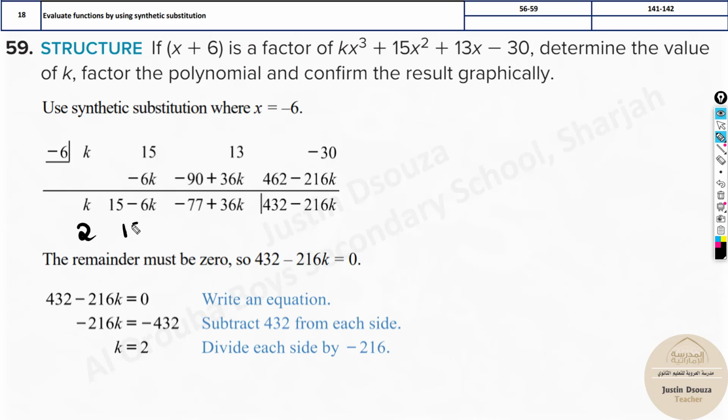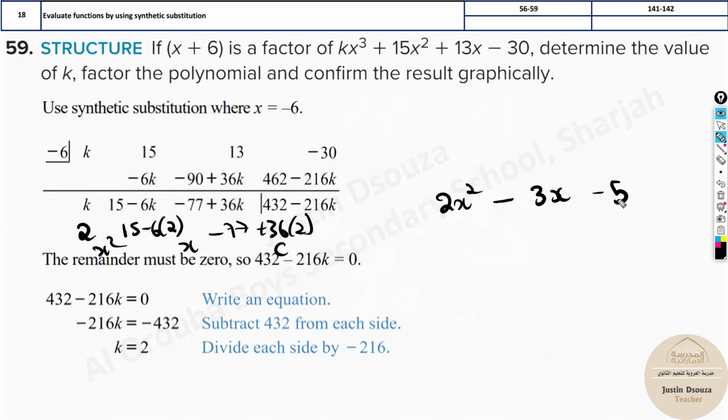That means it's 2. 15 minus 6 times 2, minus 77 plus 36 times 2. Okay. Now find what is, over here this is the constant value. Over here you should multiply by x. Over here it will be x square. So the answer will be 2x square plus, because this 15 times minus 12, it will be 3x, and now this you need to put in the calculator. Wait, it's 72 minus 77, it is negative 5. This is the answer. This is the quotient. Because we found the k value, substitute back over here, you will get the quotient.